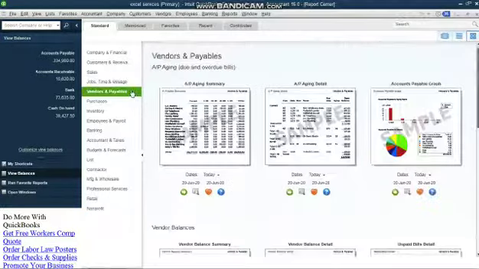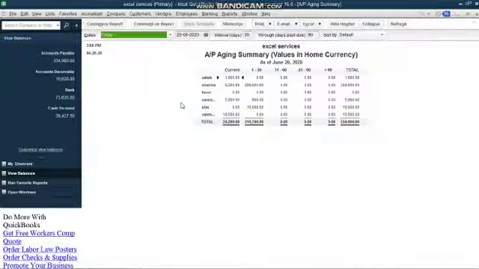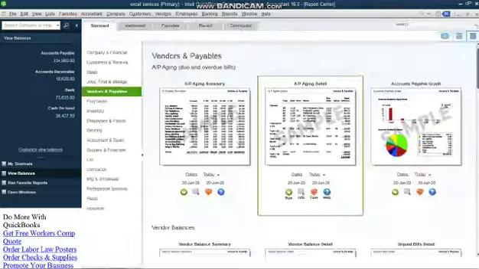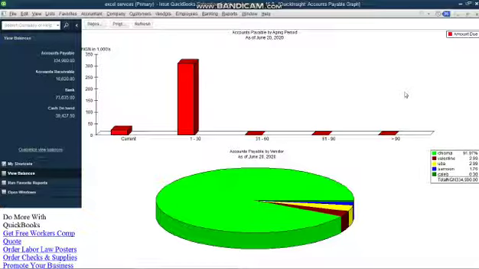When we move over to the vendors and payables, you have the accounts payable aging summary. It shows you all the vendors that you owe and the period for which you owe them. Is it between 1 to 30 days, 31 to 60 days, 61 to 90 days, or greater than 90? This is the detailed report of this. It also shows you in the form of a graph, a pie chart, which vendor you owe the most based on the pie chart.